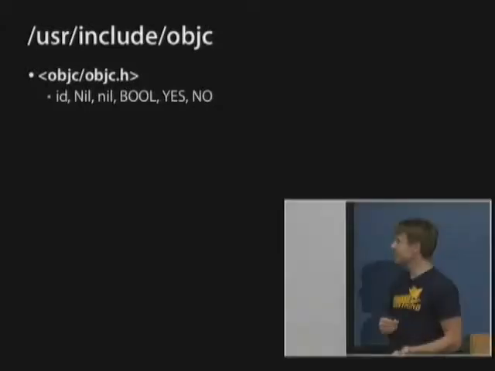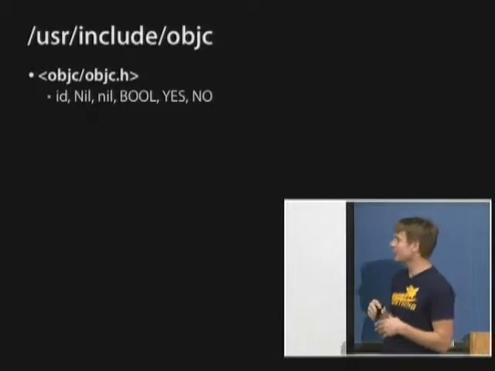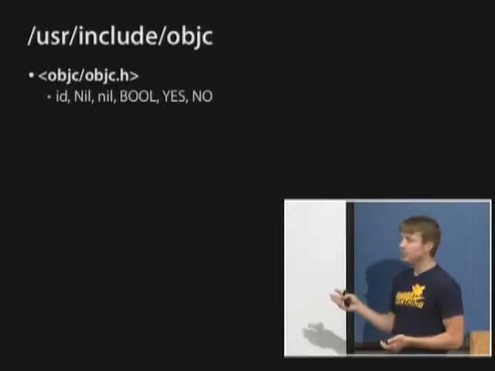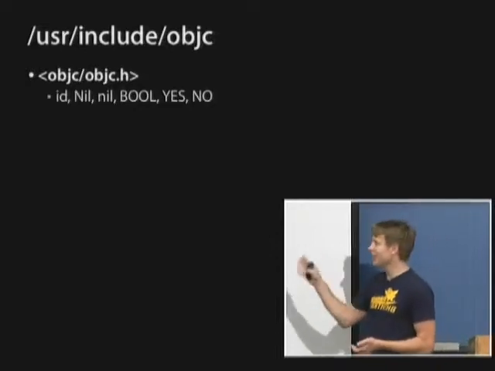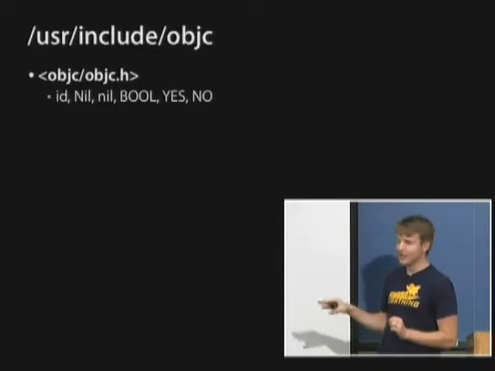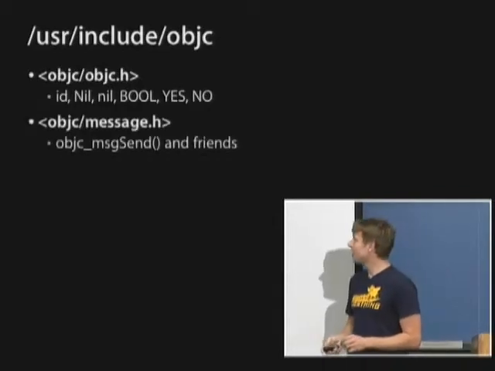So if you look on your computer in /usr/include/objc, you'll see some headers, and they define a lot of things that are really fundamental to Objective-C. Things like id, which is sort of like an NSObject, which is basically a void star, but for Objective-C objects. Things like nil, both the uppercase and the lowercase variant. Uppercase is for a nil class. Lowercase is for a nil object. BOOL, YES, NO, all that good stuff.